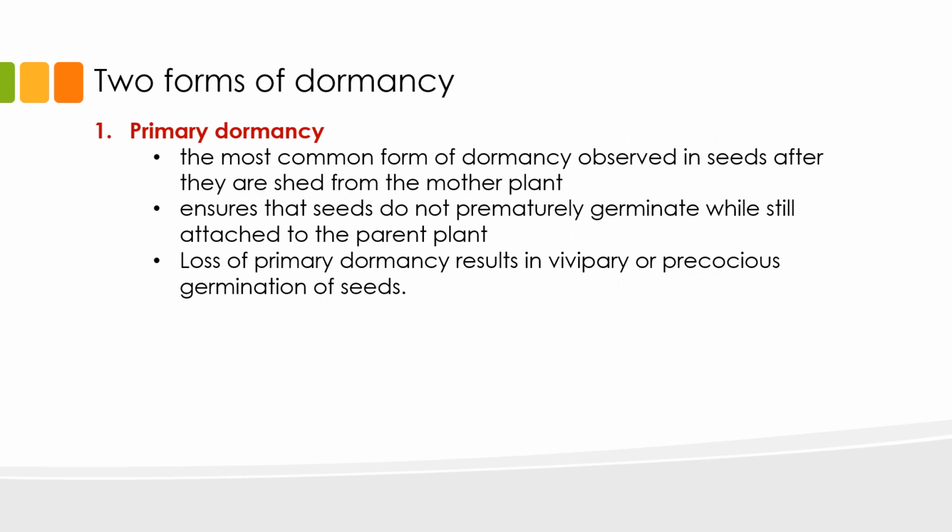Primary dormancy is the most common form of dormancy observed in seeds after they are shed from the mother plant. This type of dormancy ensures that seeds do not prematurely germinate while still attached to the parent plant. The loss of primary dormancy results in vivipary, or the precocious germination of seeds.